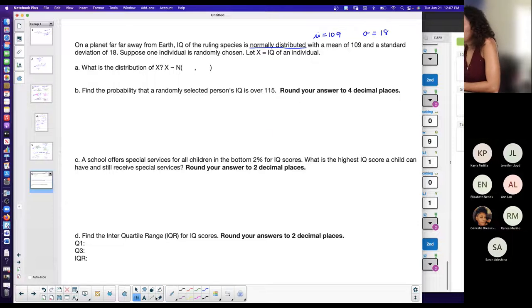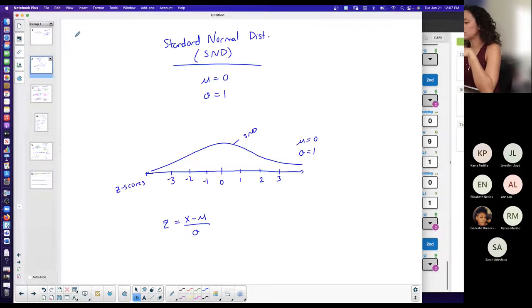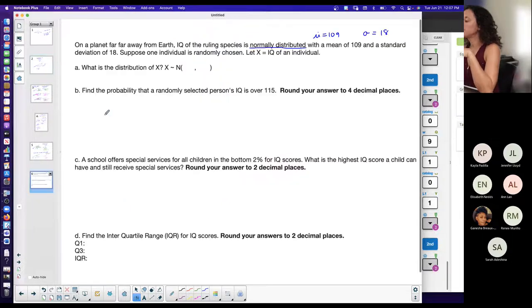And I'm using population notation, population mean and population standard deviation, because it's the total species. It's all species. This is the average of the population and the standard deviation of the population. So we're normally distributed with this mean and standard deviation. Because the mean is not zero and the standard deviation is not one, and the mean has to be zero and the standard deviation one to be on a standard normal distribution curve, I'm not on a standard normal distribution curve.